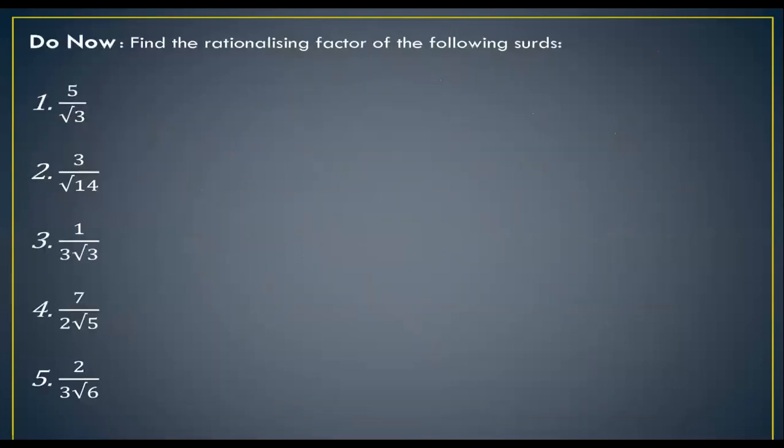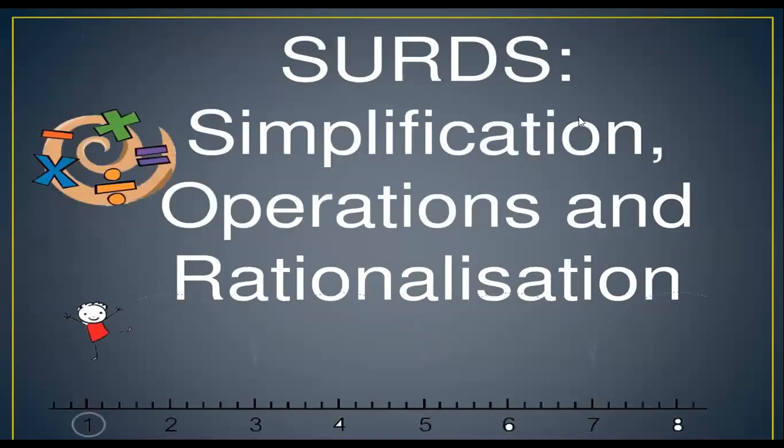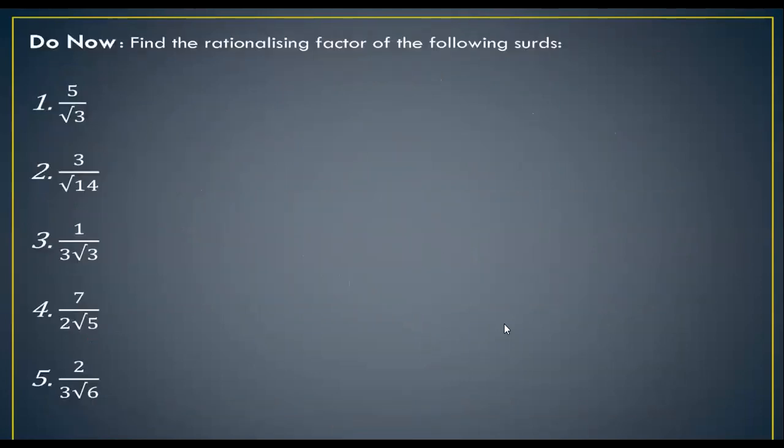Rationalization. So children, rationalization means, 5 by root 3. Root 3 is an irrational number. Yes or no? So we can't divide 5. What will we do now? If the denominator is a square root, we have to convert it into a rational number. That is called rationalization. Okay, understand? The denominator is converted into a rational number.